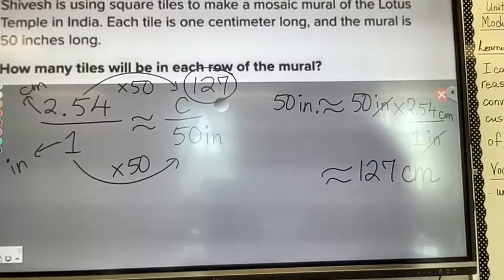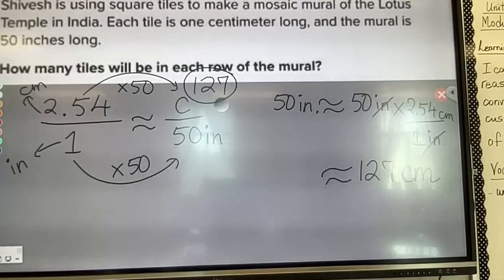All right, so using either method, Shivesh will need 127 tiles for each row.